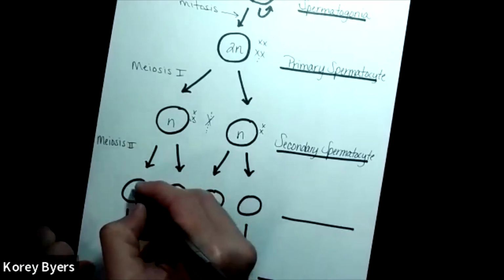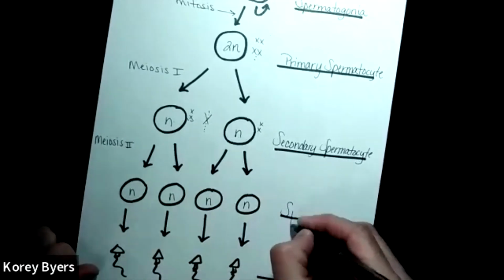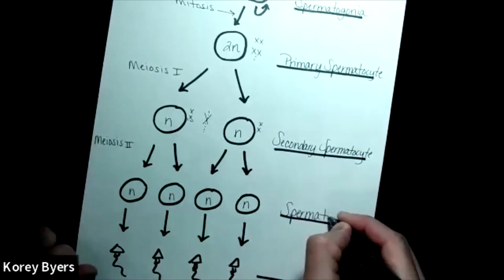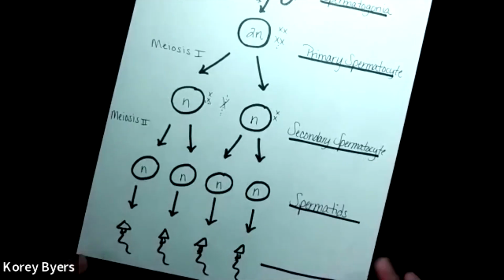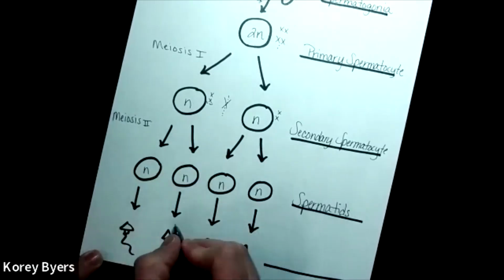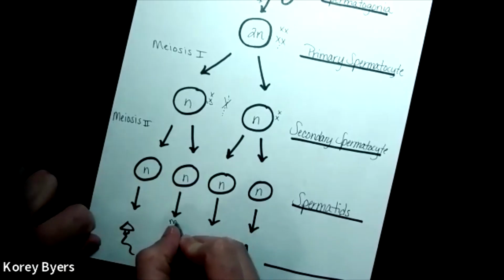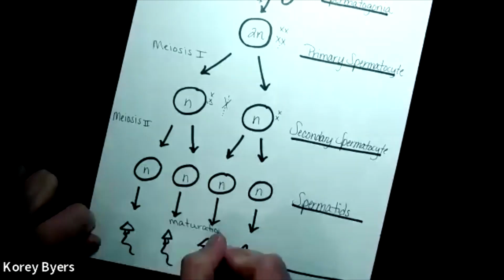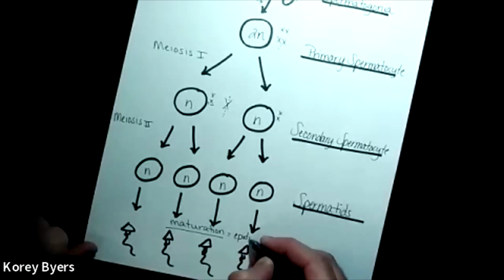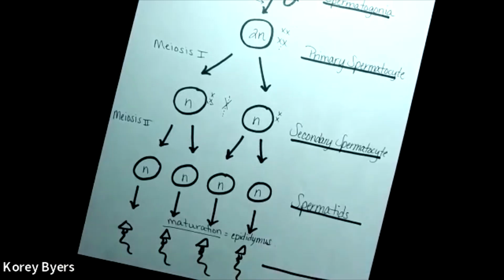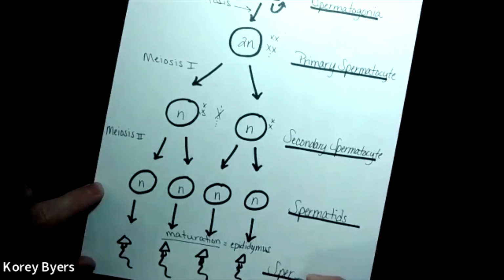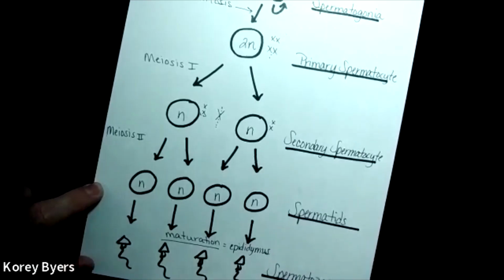Meiosis 2. Here we create 4 spermatids, which means in a lot of ways you could think of it as almost sperm. Now they have to go through a process here of maturation. I ran out of room over here, so I'll write it down here. They have to mature. You remember where they mature? The epididymis. And then you create 4 mature spermatozoa, or we just call them sperm cells.